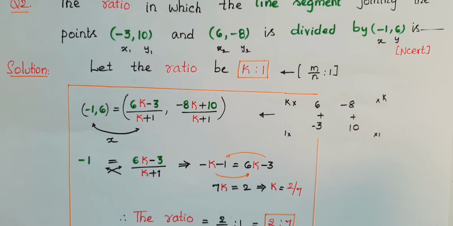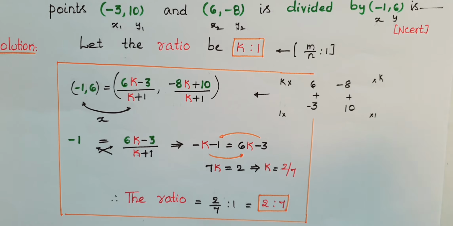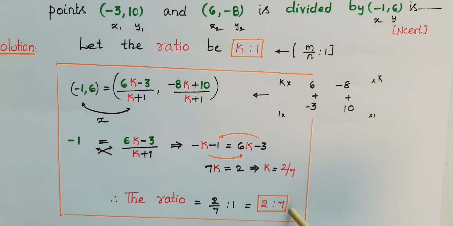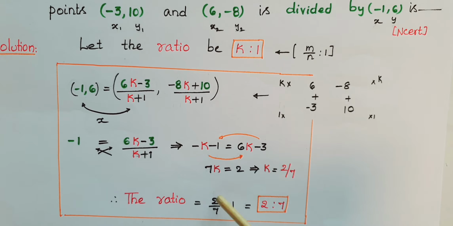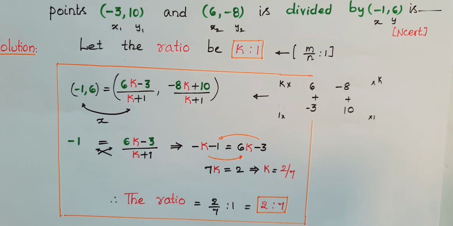So here the ratio is k is to 1. So 2 by 7 is to 1, that is 2 is to 7. If you multiply this ratio with 7, then you will get 2 is to 7.